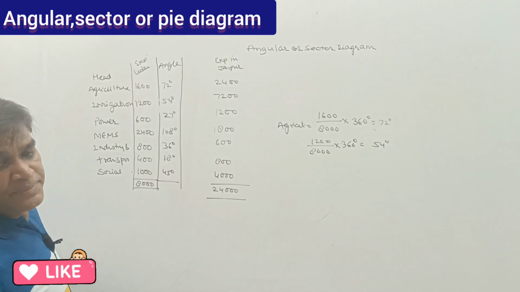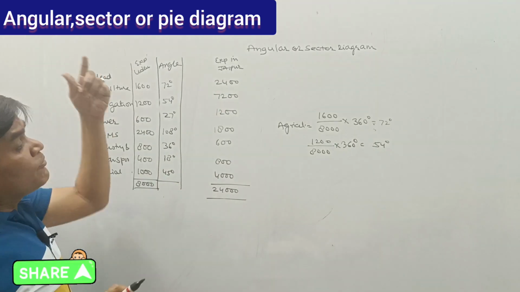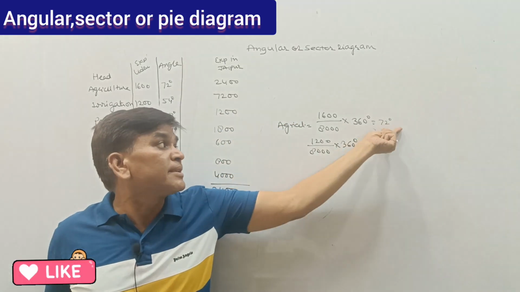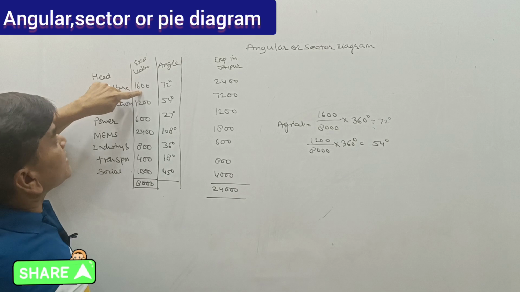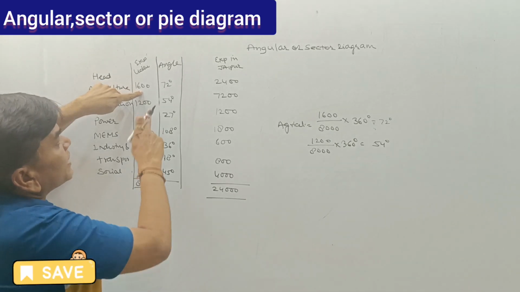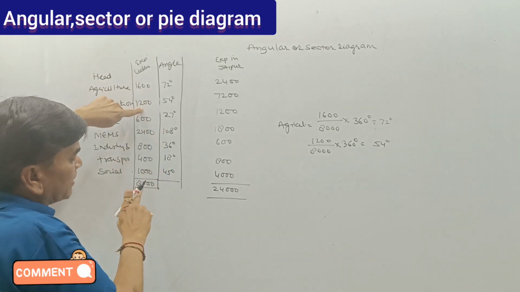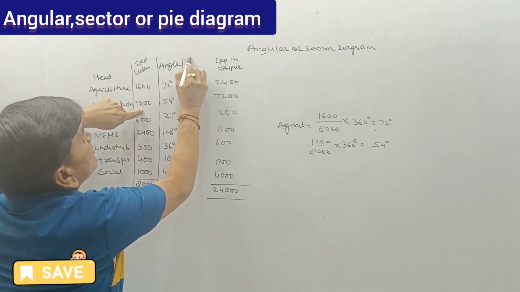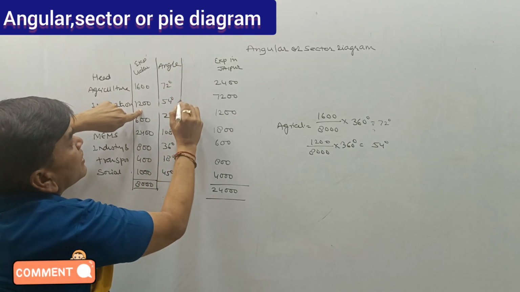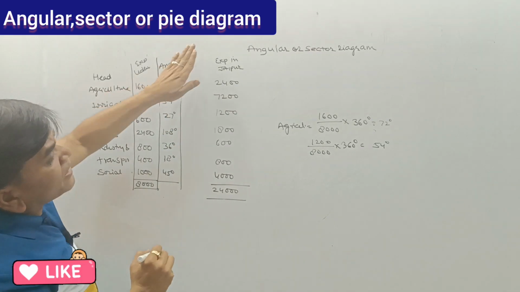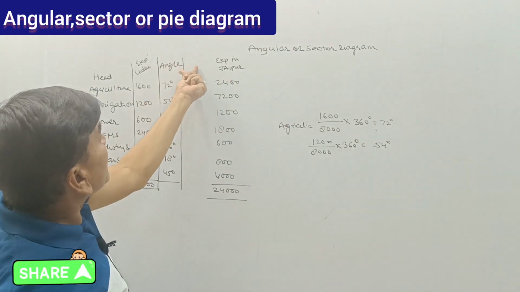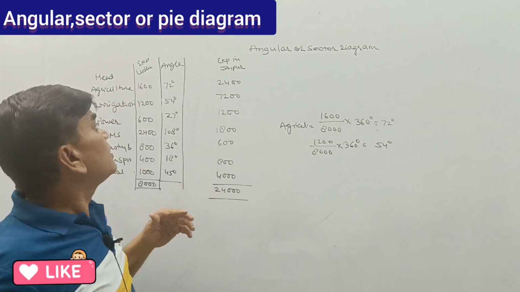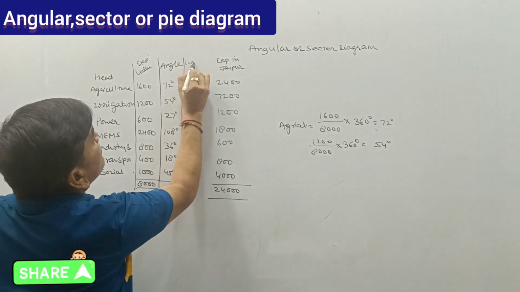So with this formula we get the angles: 1600 divided by 8000 multiplied by 360 degrees, 1200 divided by 8000 multiplied by 360, and so on. Next is the cumulative angle. For drawing the chart, it will be suitable to have the cumulative angles.